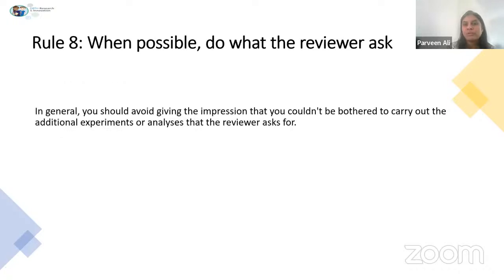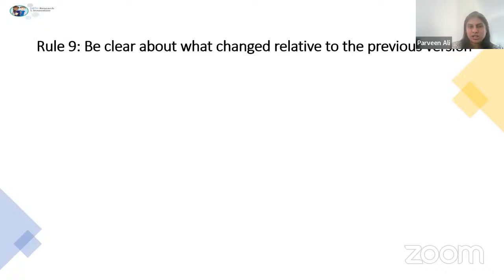When possible, do what the reviewer asks. I think it's useful that you should avoid giving the impression that you couldn't be bothered to carry out the additional experiments or analysis or the change into the document. If a reviewer has suggested something, that means that it's not very clear. So try and clarify it and do the changes which have been suggested to you, unless you feel really strongly about it. And then you can talk to them and say, well, we're not doing this because of this reason. But generally speaking, when possible, do what they're asking you to do.